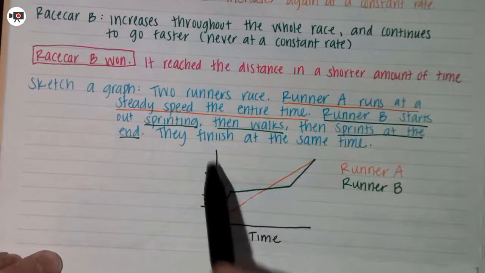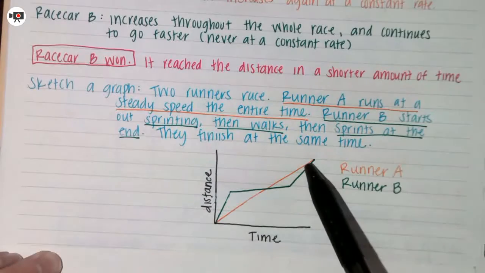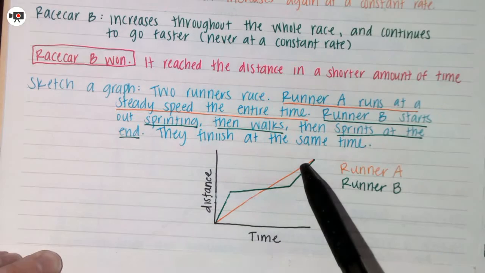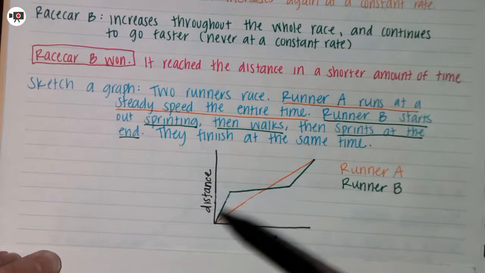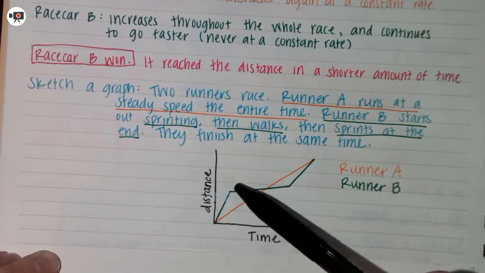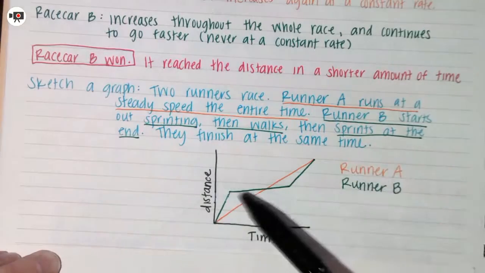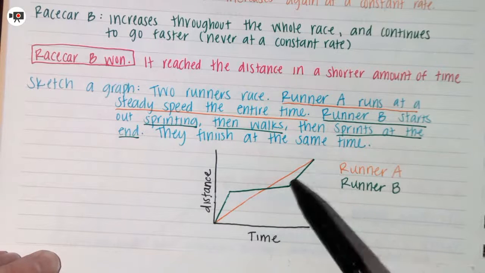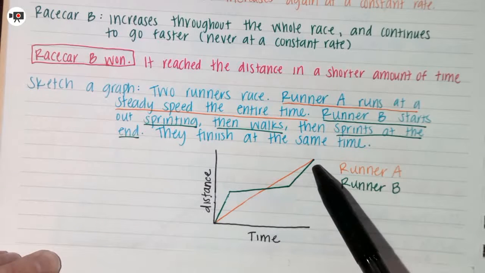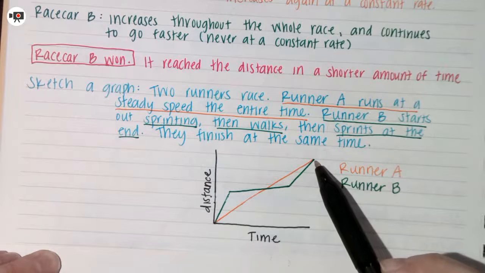So I would have my graph, distance and time, and A is at a steady rate the entire time. So they just have one diagonal line to represent their running. Then B is going to be steep at first because it's fast, it's sprinting, then slow, so more flat because they were walking. They're still increasing distance, just not over a short amount of time. Then they sprint at the end again, so it's going to be steeper at the end. And they finish at the same time, which means that they need to be at the same point, so they connect at the end.